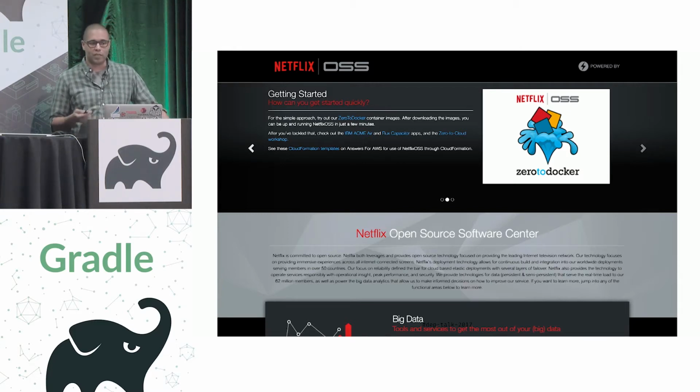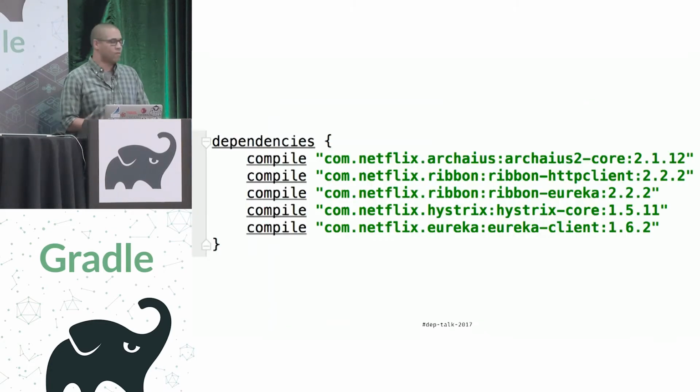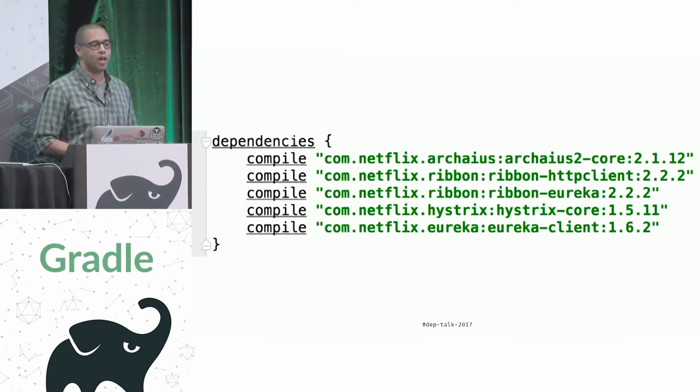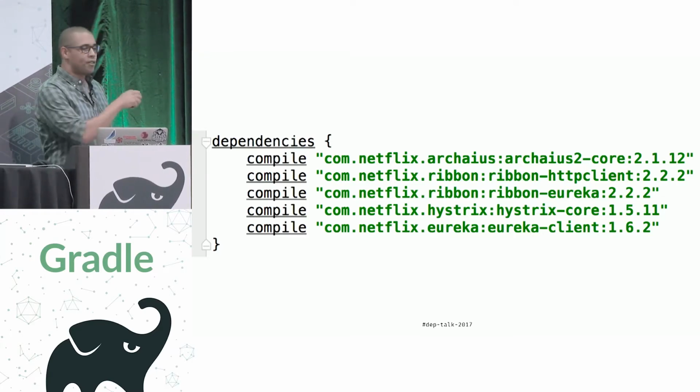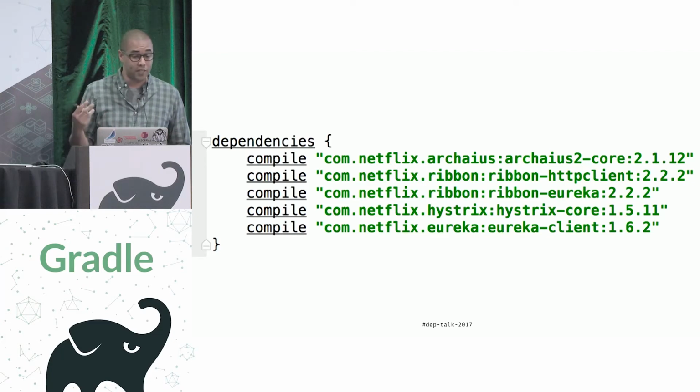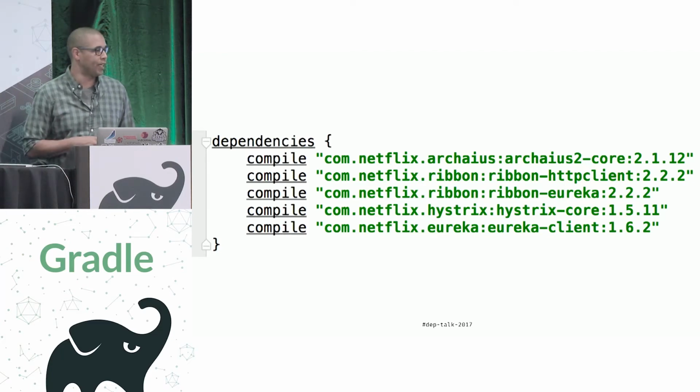And so a lot of you are familiar with Netflix OSS. But Netflix OSS is just an example of shared code, right? These are frameworks that we want everyone at Netflix to use when they build their service. Now, something more familiar, if a Netflix engineer wants to build a service, they might do something like this. So this is, most of you are familiar with the dependency block within Gradle. And what I'm showing here is 5 Netflix libraries: Archaius, Ribbon, 2 libraries of Ribbon, Hystrix, and Eureka.